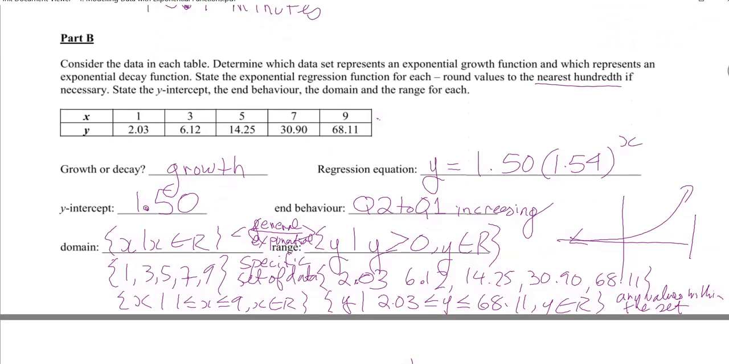What's the growth rate in percent here? What percent growth is this doing? 54%, right? So 1.54 minus 1 is 0.54. 0.54 times 100 is 54%. This is growing at 54%, right? So about half again each time.